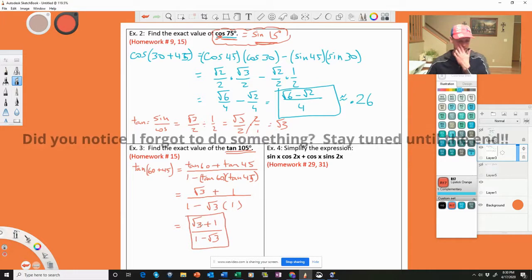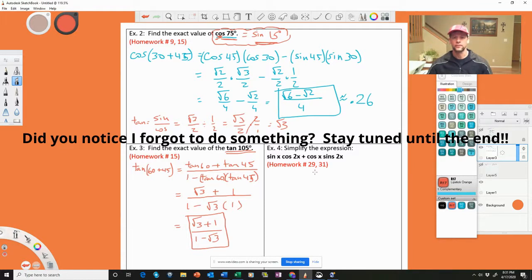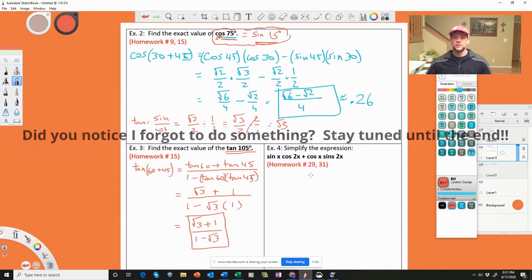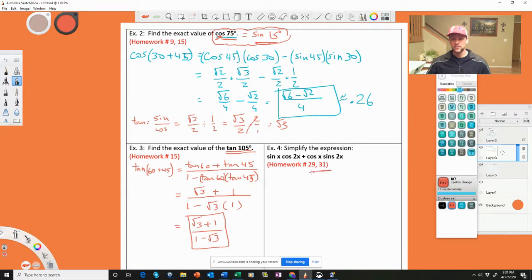Now, you could put that in a calculator and you can get a decimal, but the exact value is just that. Example 4. These are for homework questions 29 and 31. These are very, very, very quick. It says simplify this expression. So this time we're doing it backwards. It has it already expanded, and you have to go find what the original angle would have been.